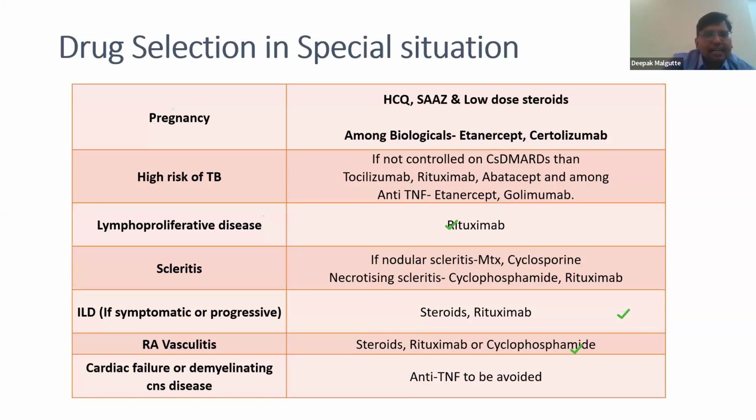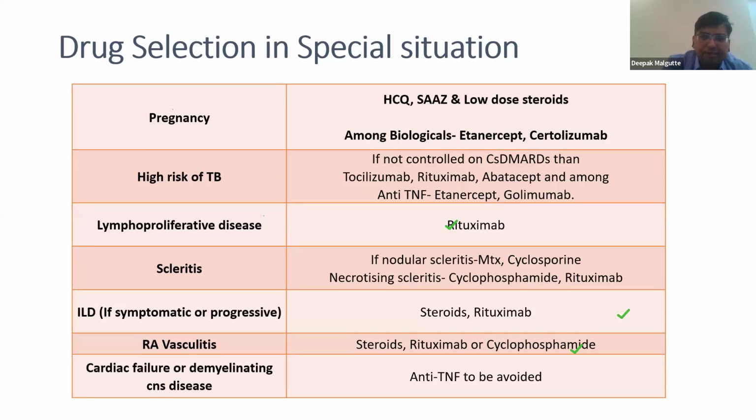So, my drug selection in special situations. In pregnancy, we usually give hydroxychloroquine and sulfasalazine. Sometimes we have to use low-dose steroid, for the shortest duration and smallest doses. And sometimes, when the disease is not getting controlled, we can use biologics like etanercept or certolizumab.